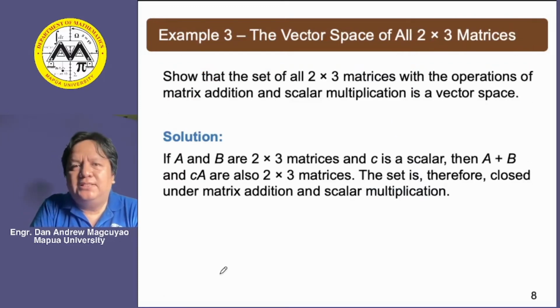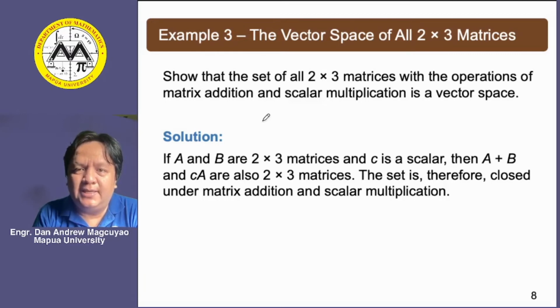So if all of these 10 properties are satisfied, then we say that the vector operations of scalar multiplication and vector addition form a vector space. Now, let us have this example. Show that the set of all 2 by 3 matrices with the operations of matrix addition and scalar multiplication is a vector space. If A and B are 2 by 3 matrices and c is a scalar, then A plus B and cA are also 2 by 3 matrices.